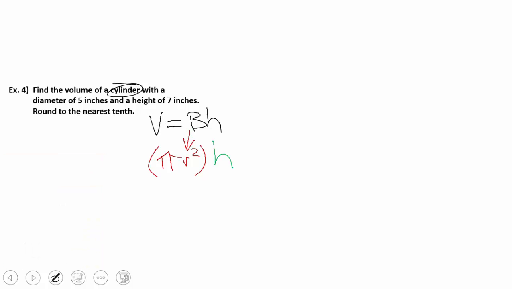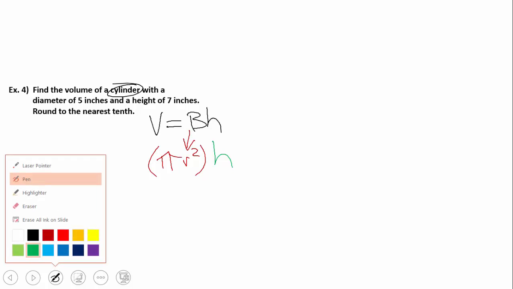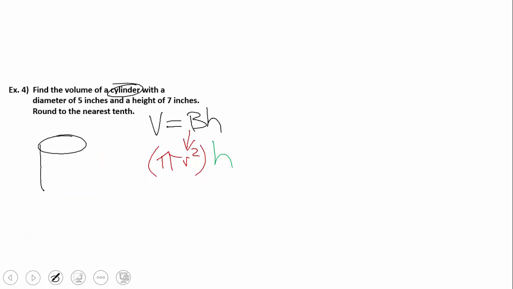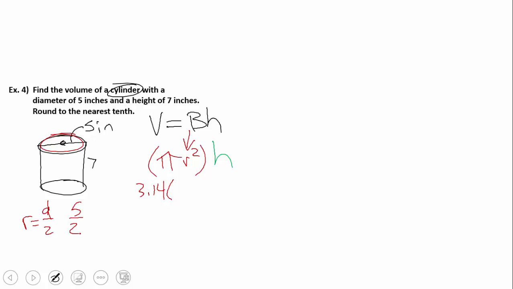Now, if it helps out, you may want to draw a picture. You may just want to draw some picture and say, oh, it's giving me the diameter. So I draw the diameter and say that this is 5 inches, and then I've got the height here as 7. If that helps you, draw a picture. Then you can highlight the base and say, hey, that's 3.14 times the radius. Oops, I've got a diameter shown. So radius is equal to diameter divided by 2, which is 5 divided by 2, which is 2.5.